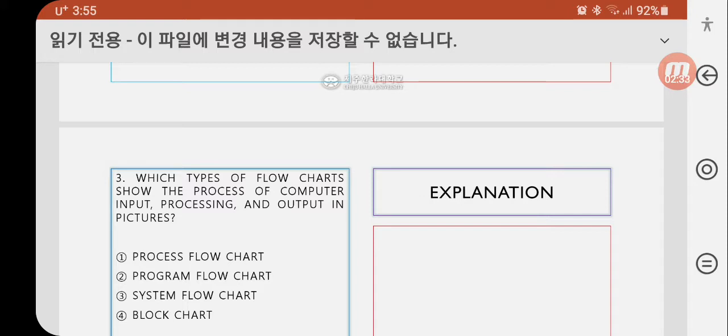Next question. What is a flow chart that depicts a computer's input, processing, and output process? Number 1, process flow chart. Number 2, program flow chart. Number 3, system flow chart. Number 4, block chart. The answer is number 1, process flow chart.